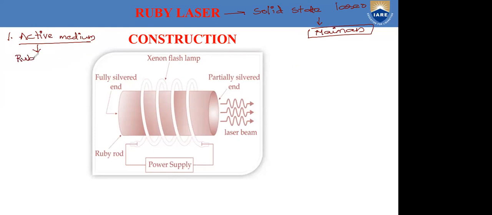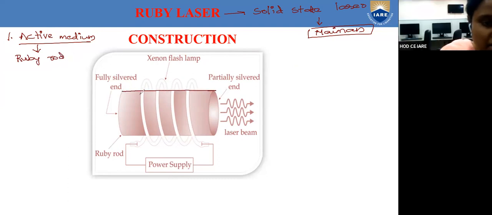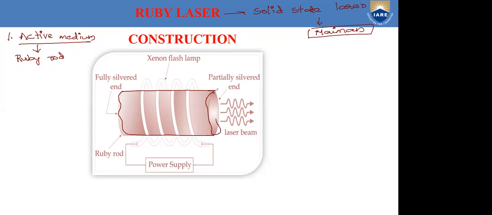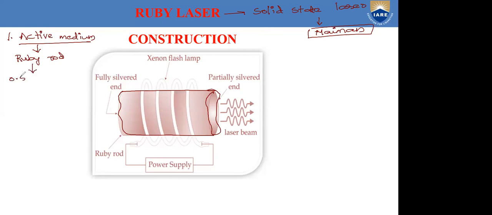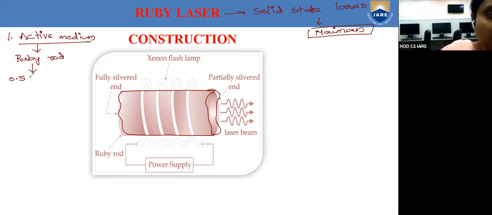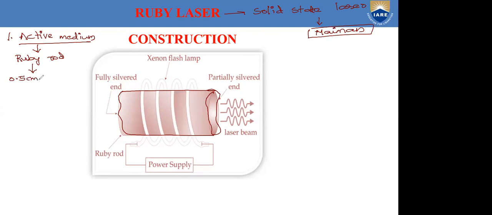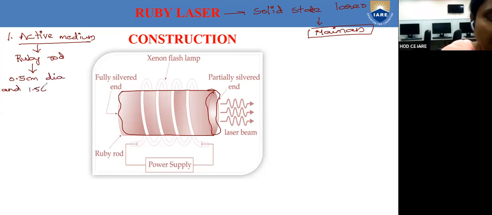As you can see in this figure, this part is our ruby crystal. The dimension of this ruby will be very, very small, students. Here we are not using a very big size of ruby, but a very small piece. The dimension is around 0.5 centimeter diameter and around 2 centimeter or 1.5 centimeter length. So a very small piece of ruby rod we are going to use.